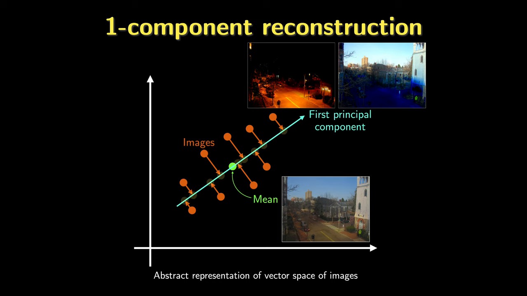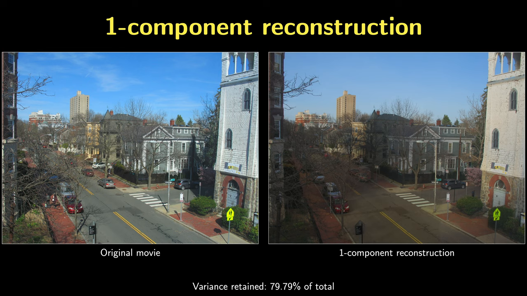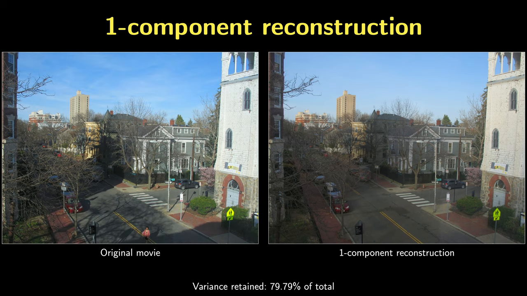If we do this projection, then we'll get a new set of points that are on this line. And that allows us to represent every frame in our movie with now a one-component reconstruction. We can write down each frame in terms of the mean image plus some contribution from our first principal component. So let's now take a look at the results of this. On the left here, I'm showing the original movie, and on the right here, I'm showing this one component reconstruction where we just take the mean image plus some contribution from our first principal component vector. And this is therefore retaining roughly 80% of the total variance in the original movie. Let me now play this movie.